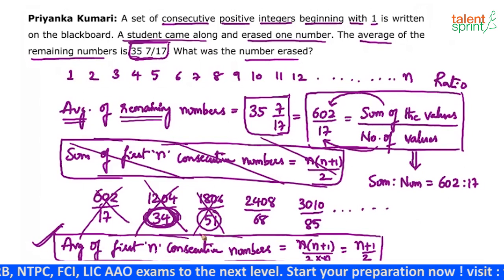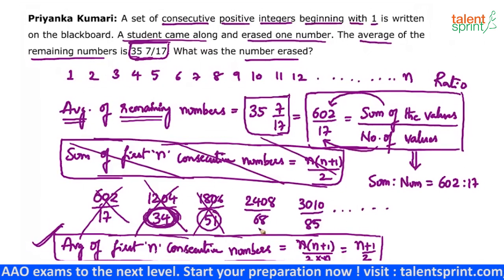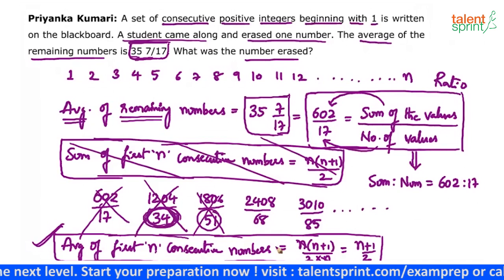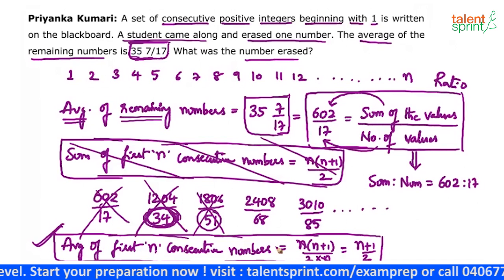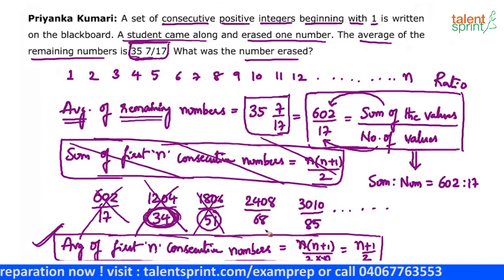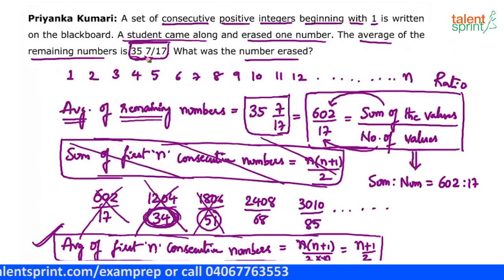You're able to follow. Look at 68. Consider 68. Remaining are 68 numbers. That means originally there were 69 numbers. What is the average of 69 numbers? 69 plus 1, 70 by 2. 70 by 2 is 35. We are coming close to this value, right? See, out of 69 numbers, one of the numbers got removed, and because of that, average became 35, 7 by 17.